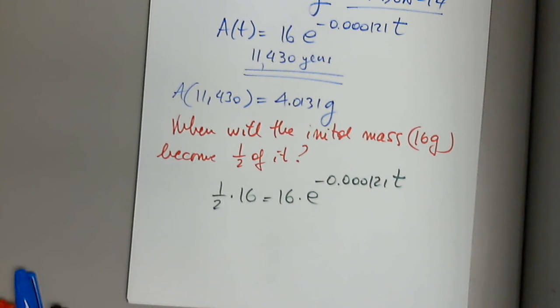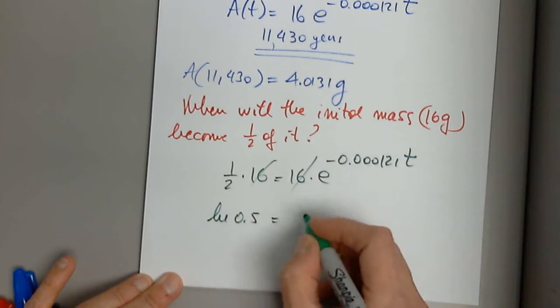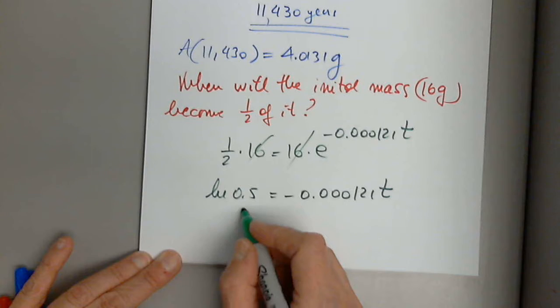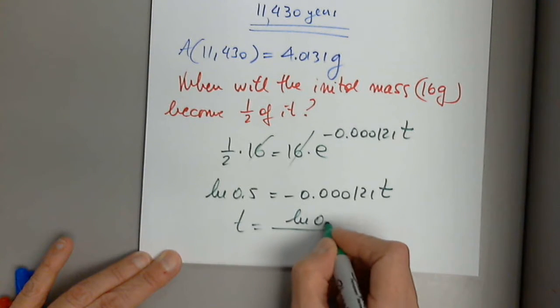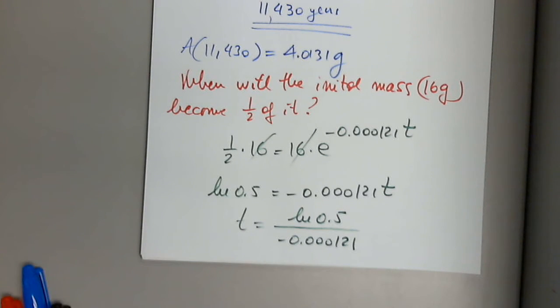What will be my next step? Yes. I simplify, dividing both sides by 16. So I have natural log of 0.5 equals negative 0.000121t. Therefore, t becomes natural log 0.5 over negative 0.000121. And we will know how long it takes for this particular radioactive substance, carbon-14, for 16 grams to be cut in half. Or in other words, 8 of those grams out of 16 disappear in thin air.